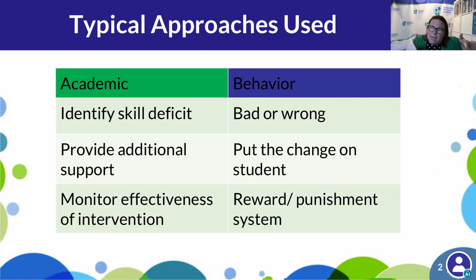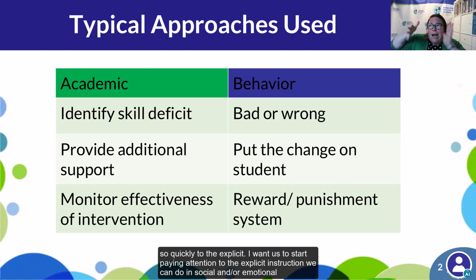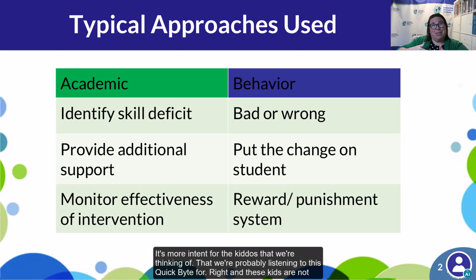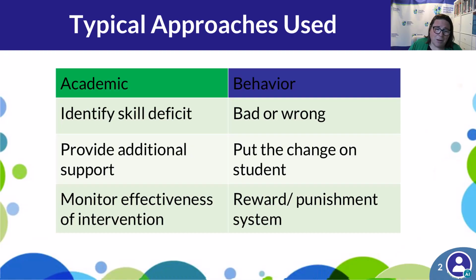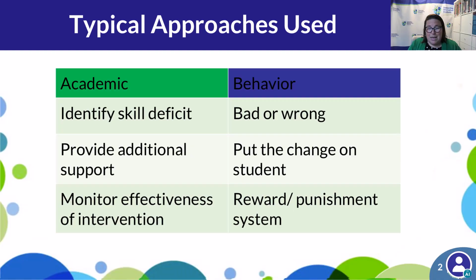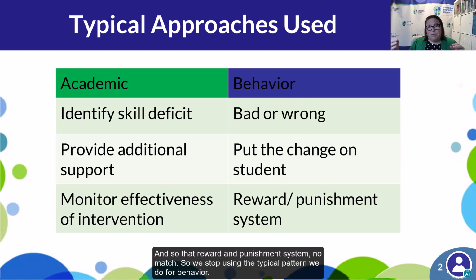But we pay attention so quickly to the explicit. I want us to start paying attention to the explicit instruction we can do in social and/or emotional skill sets, which the output is behavior. Because right now, most of us try to rely on a system that just doesn't match. It's more intense for the kiddos that we're probably listening to this quick bite for, right? And these kids are not broken, bad, or wrong. They are not in full capacity in charge of being able to have the output that we expect. And so that reward and punishment system, no match.